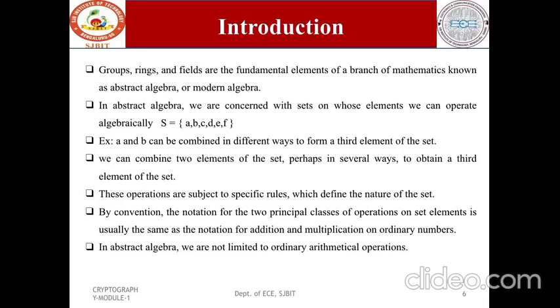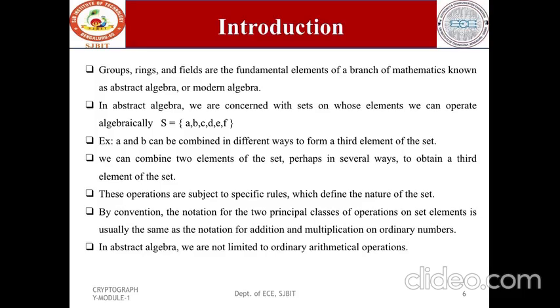Groups, rings, and fields are the fundamental elements of a branch of mathematics known as abstract algebra or modern algebra. In abstract algebra, we are concerned with sets on whose elements we can operate algebraically, so that we can combine two elements of the set in several ways to obtain a third element of the set. These operations are subject to specific rules which define the nature of the set.